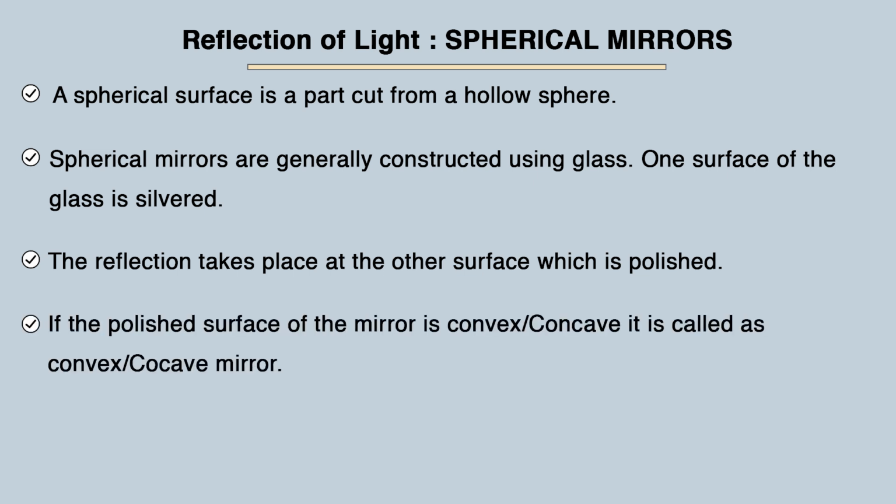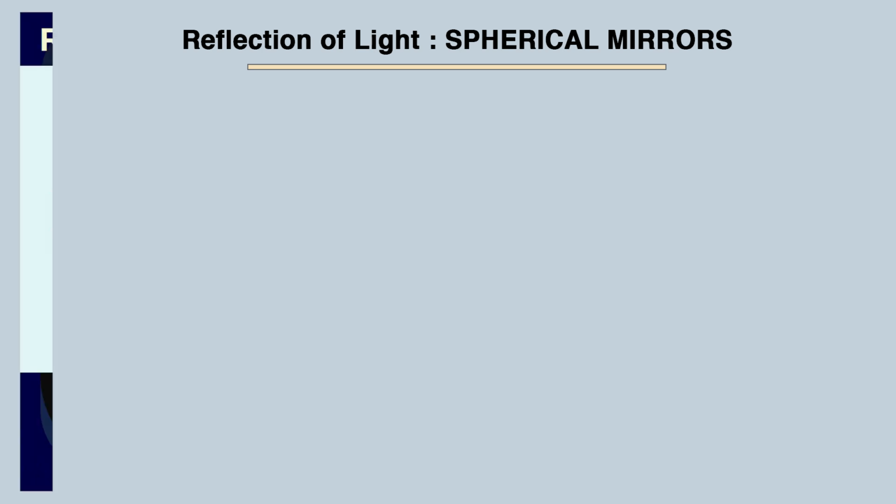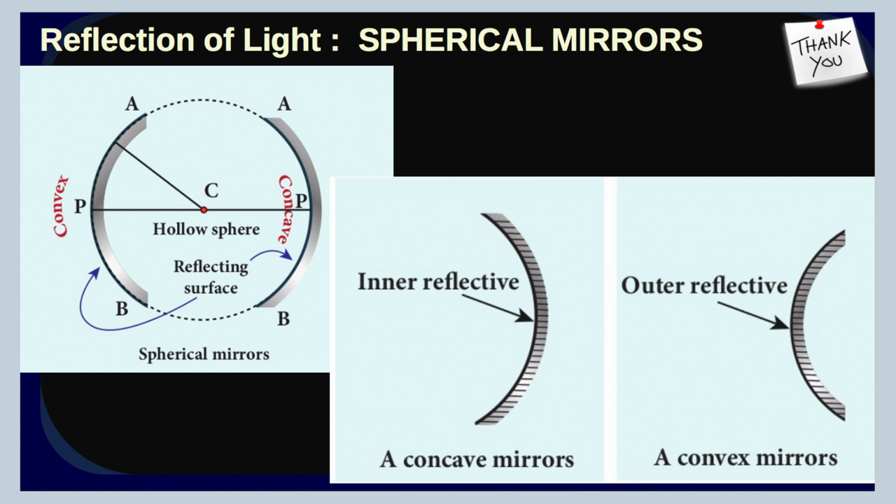If the polished surface of the mirror is convex, then the mirror is known as a convex mirror, and if the polished surface is on the concave side, then the mirror is known as a concave mirror. This is the schematic diagram for the two types of mirror, convex mirror and concave mirror. In the case of a concave mirror, the inner surface is the reflecting surface, and in the case of a convex mirror, the outer surface is the reflecting surface.